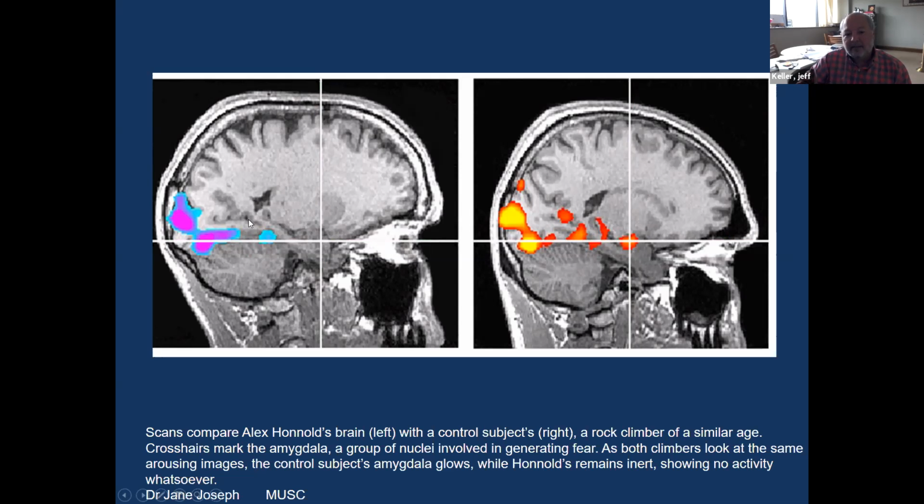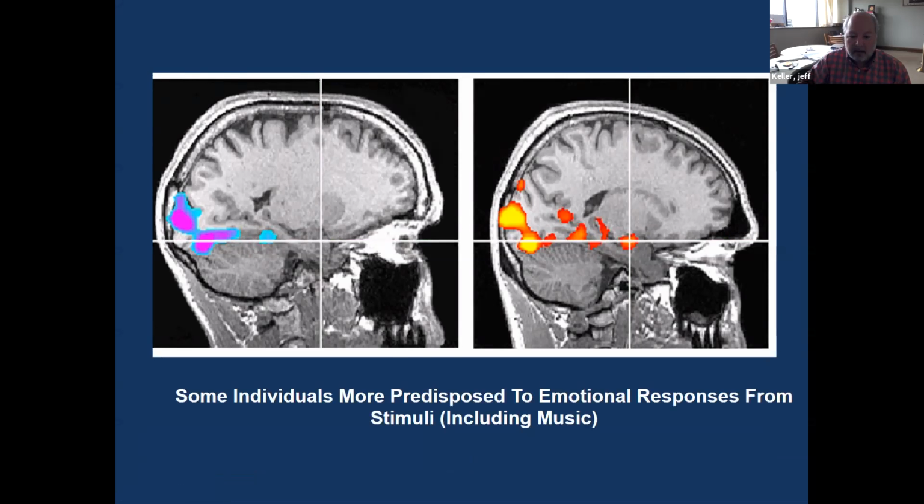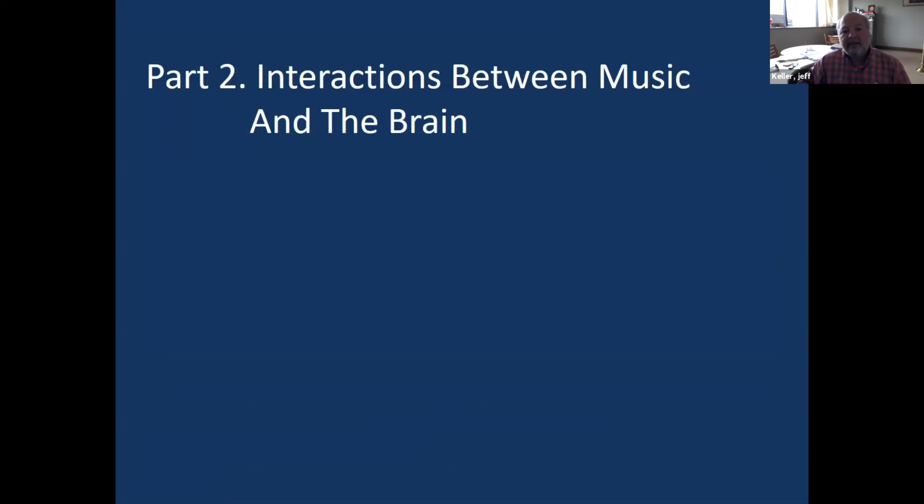And this is a dramatic case, but I use it as an example. In response to fear, this individual is much more fearful in response to the same stimuli as opposed to Mr. Honnold. And so we have to keep in mind that our individuals that we love and work with dementia have different wiring, and we need to know their propensities for how they interact. And it's important to pay attention to that, to know how they may be similar or different to what you may expect. So now the interactions between music and the brain, that was all as a precursor.